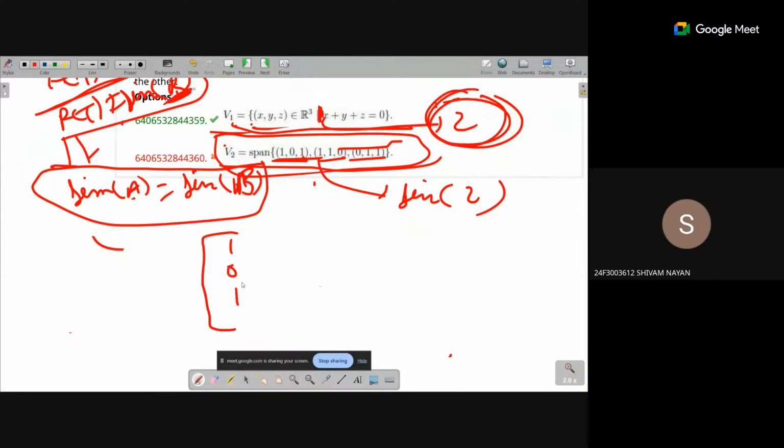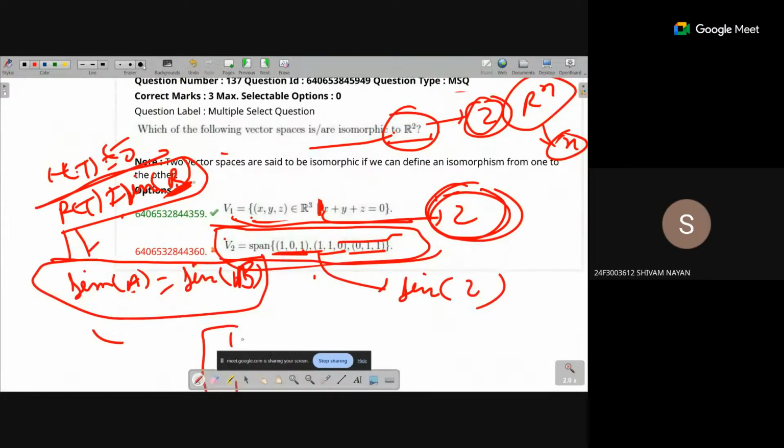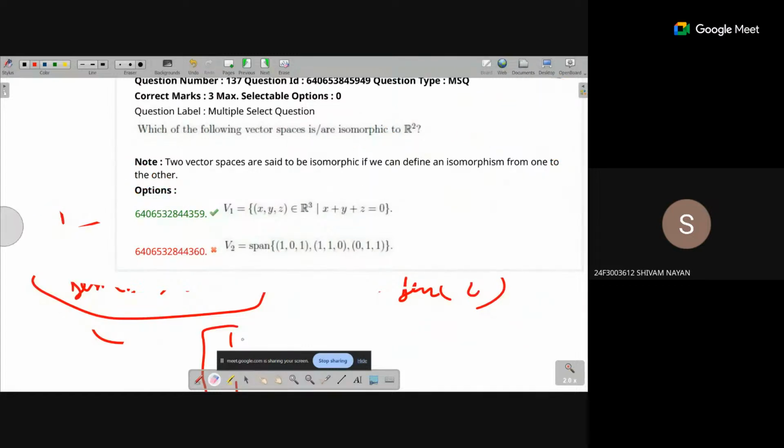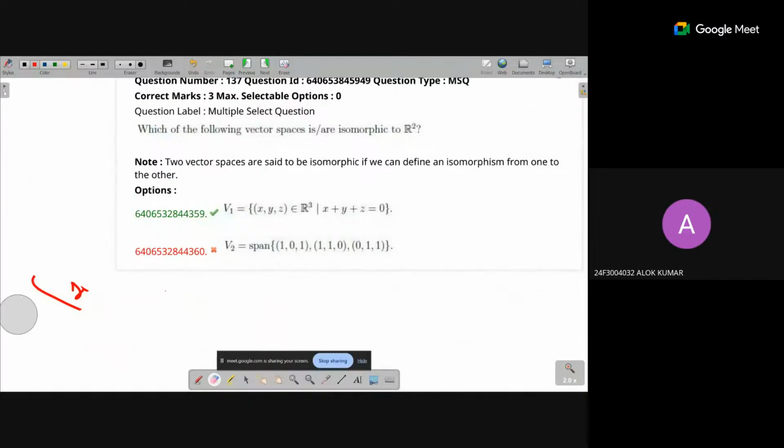Sir, in the first question, how did we conclude that it is isomorphic just because of dimension? Yes, just because of dimension. We are not checking injective and surjective individually. Why? Because we don't know the linear transformation, so how can we check injective and surjective individually? That's why I'm directly checking. Yes. So in that type of question, we check the dimension.